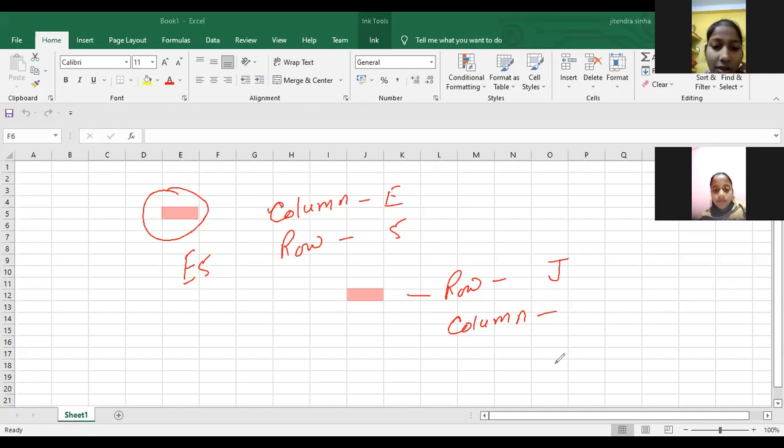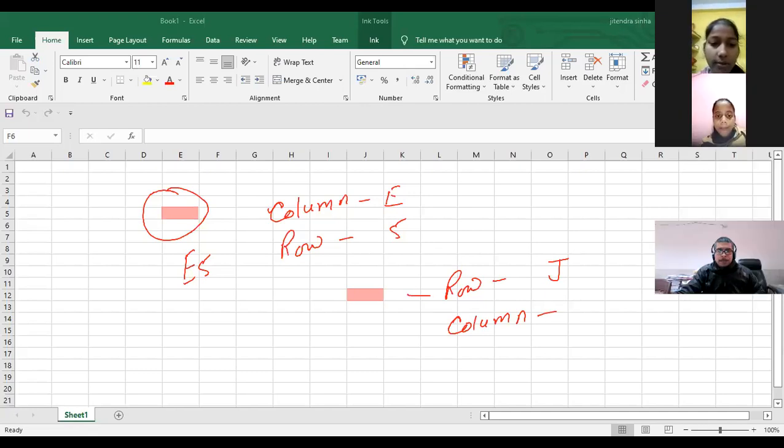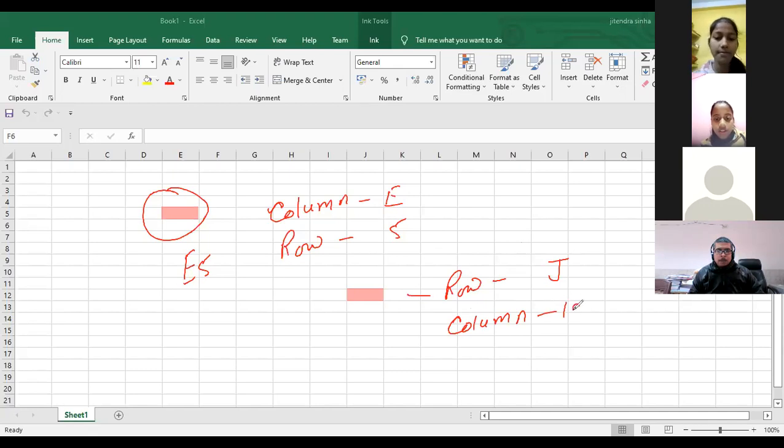Vivanjali, unmute yourself. Yes, sir. Tell me, the row is J and the column is? Sir, the column is 12. So what will be its address? Its address will be J12.